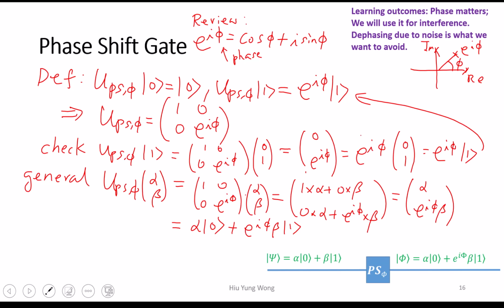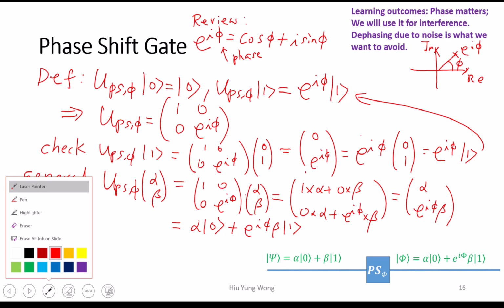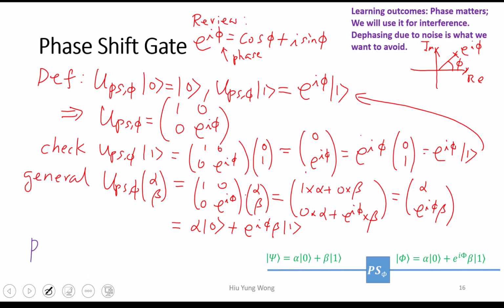Okay, any questions about this? I do want to ask you one thing. What is the probability of measuring 1 after this gate? What is the probability of measuring 1 now? Can you do it by definition? How do you find the probability of measuring 1? What is that?